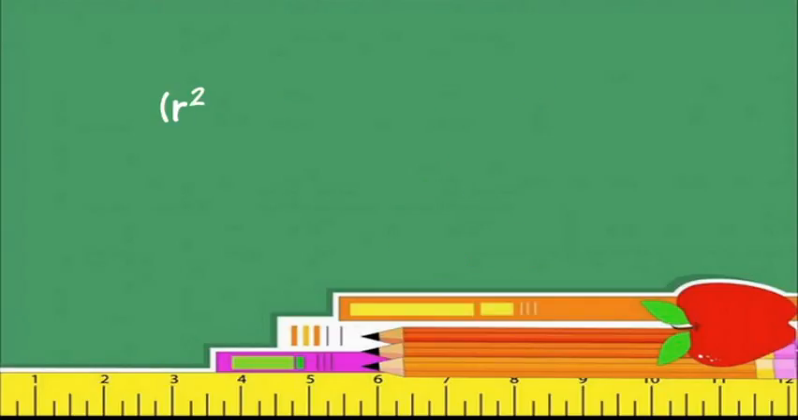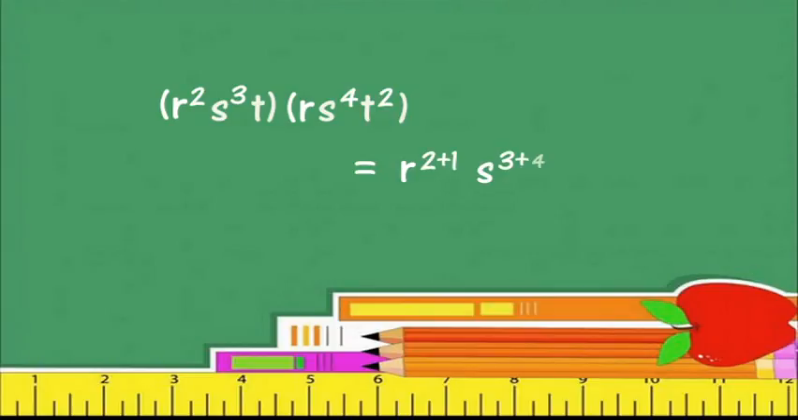The quantity r raised to 2, s raised to 3, t times r, s raised to 4, t raised to 2 is equal to r raised to 2 plus 1, s raised to 3 plus 4, t raised to 1 plus 2. The answer would be r raised to 3, s raised to 7, t raised to 3.